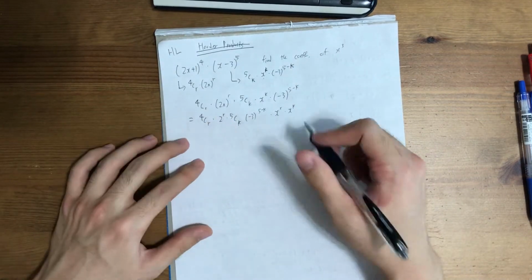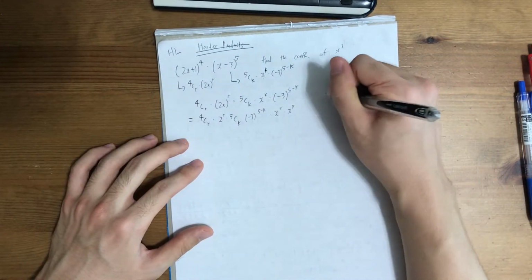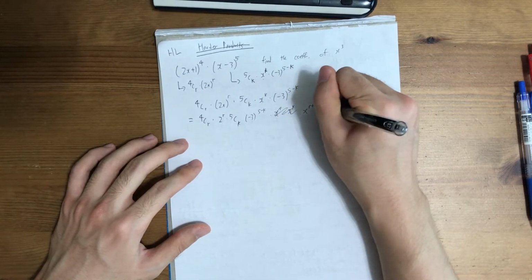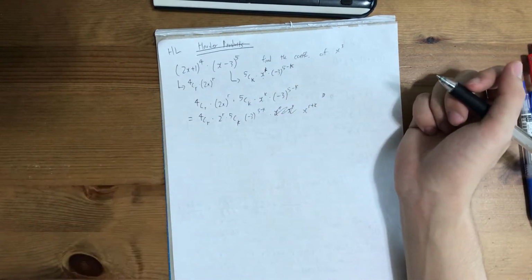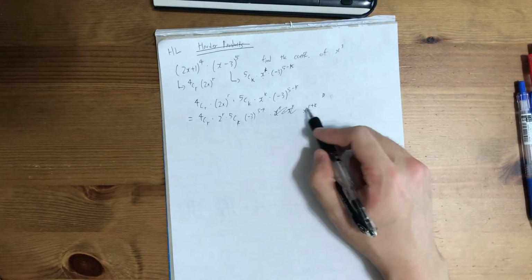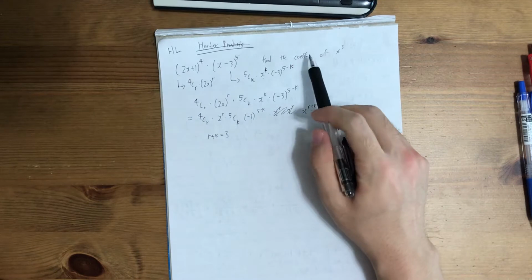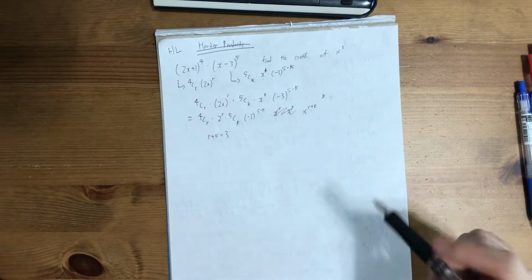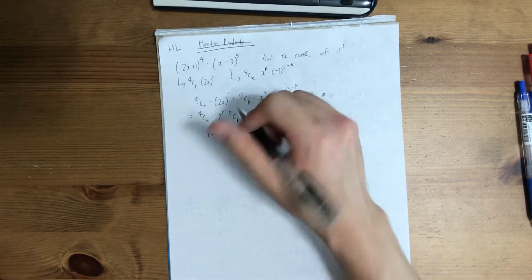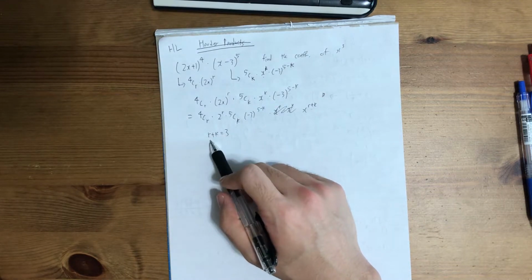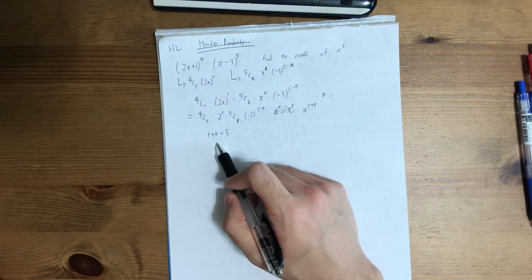And since we have the same base, we can write this as x to the r plus k. Okay? Alright, then what should this be? r plus k must be 3, because we are looking for the coefficient of x cubed. But we have two variables with one equation, right? Then we cannot find a unique solution.